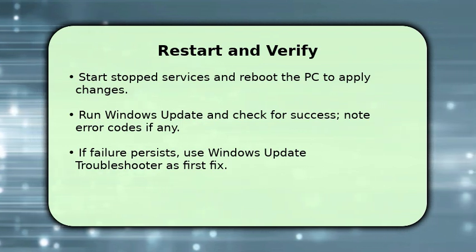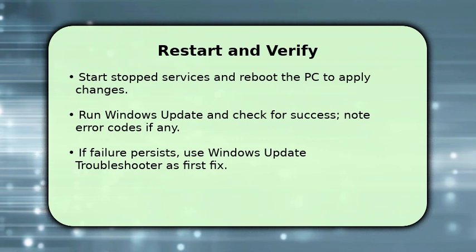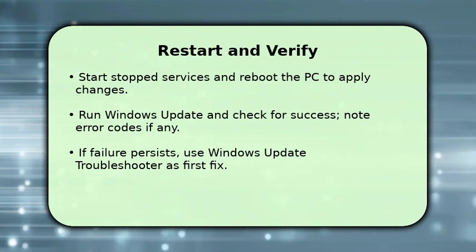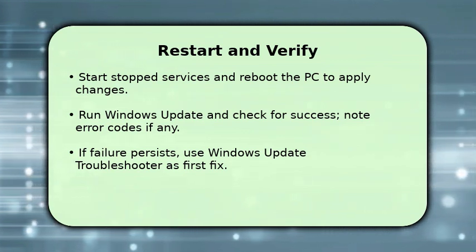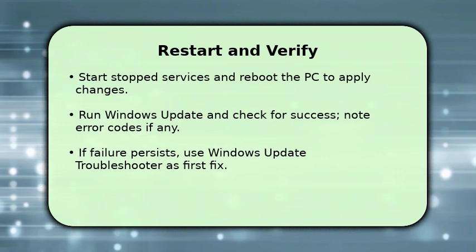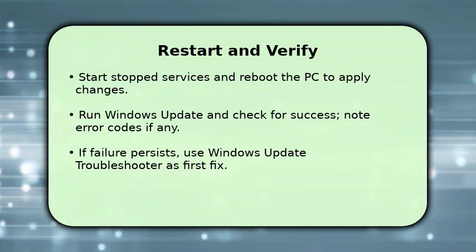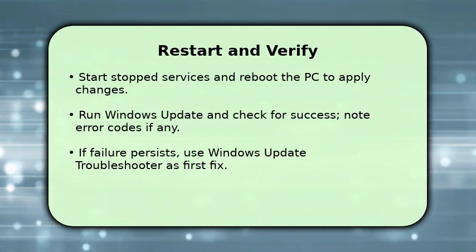If you see an error code, write it down. If updates still fail, run the built-in Windows Update troubleshooter to gather logs and attempted fixes. It often resolves remaining registration or permission issues. If that fails, restore folders from old and escalate with logs.